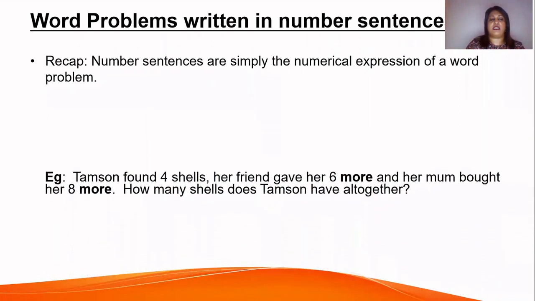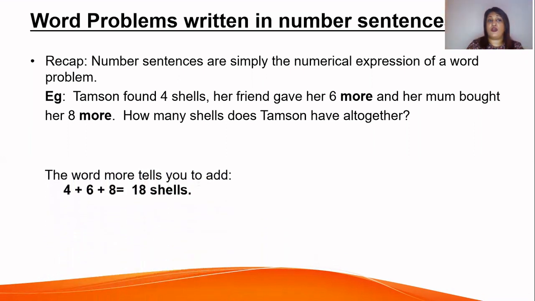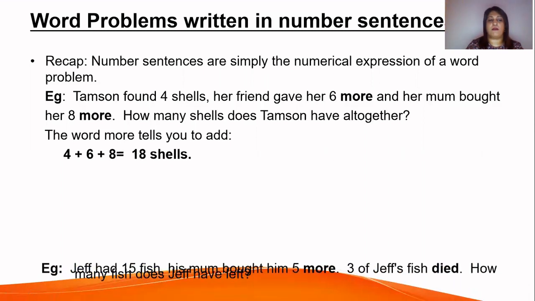Now here's an example. It says, Tamsin has found 4 shells. Her friend gave her 6 more. And her mum bought her 8 more. How many shells does Tamsin have altogether? Now, what are my clues there? I've got the word more here and I've got it here. So this means that I've got to add all the numbers. So the word more tells me to add 4 plus 6 plus 8, which gives me 18 shells. So there's my number sentence here. From the word problem, I derive my number sentence, and I know the word more gives me a clue to add. So my number sentence will be 4 plus 6 plus 8 is equal to 18 shells. Let's look at another example.